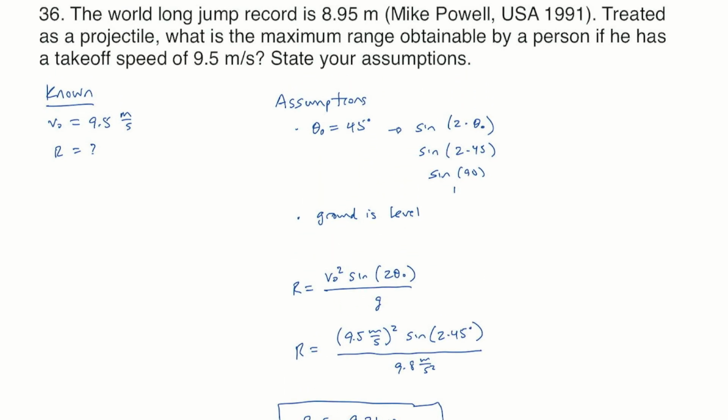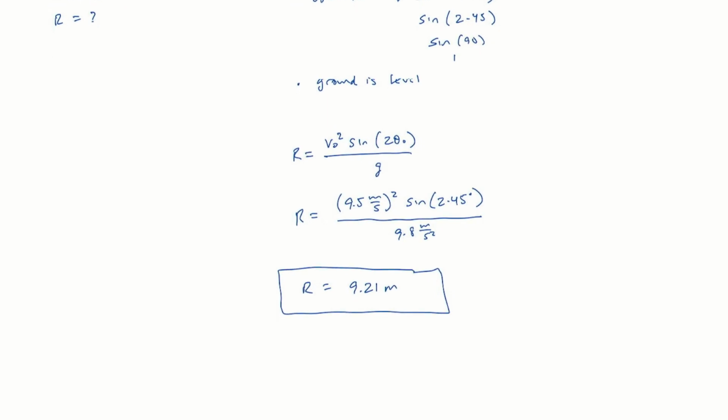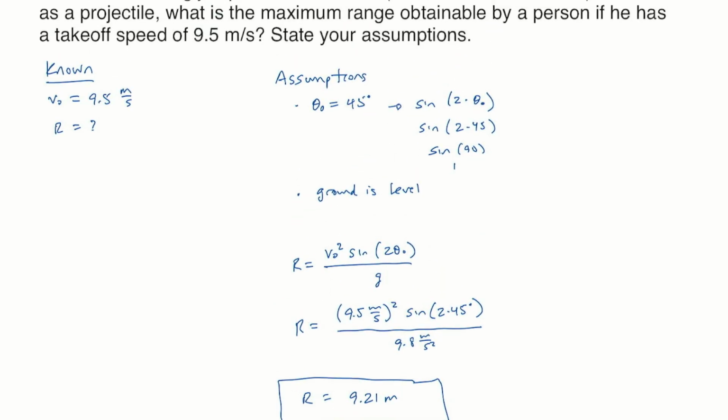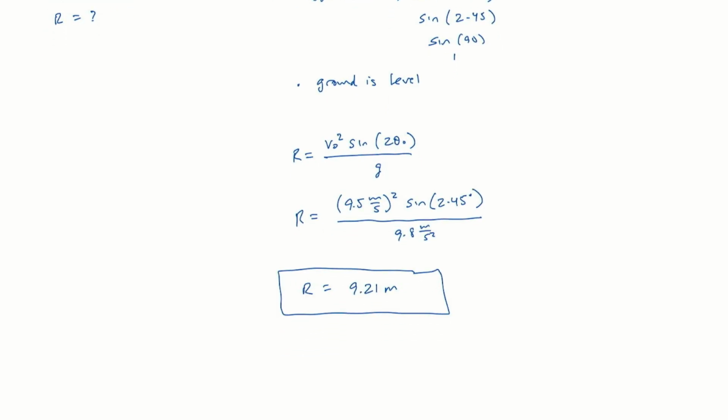So Powell was either going a little slower or he didn't have the optimal angle, but he was close. So the maximum range, if you are taking off at 9.5 meters per second, is going to be 9.21 meters.